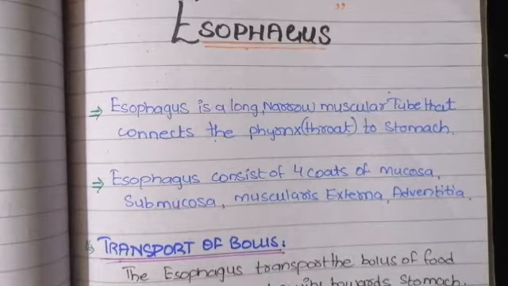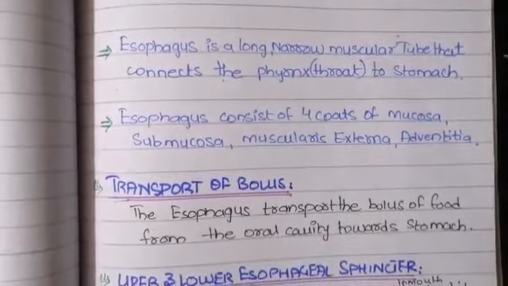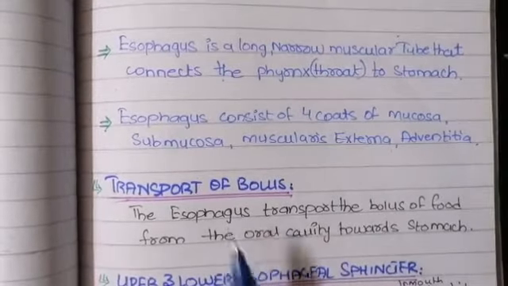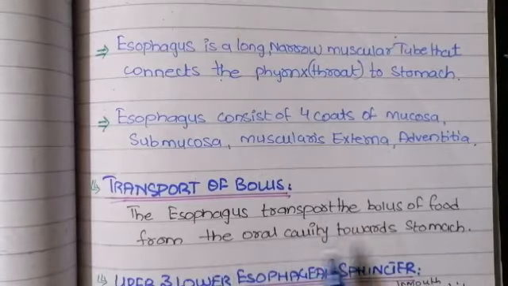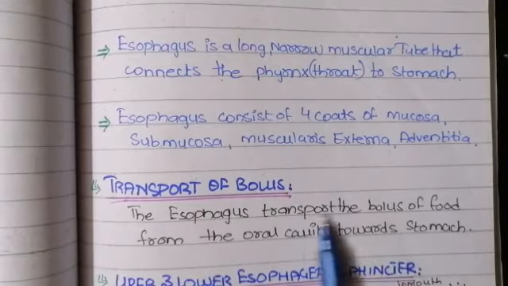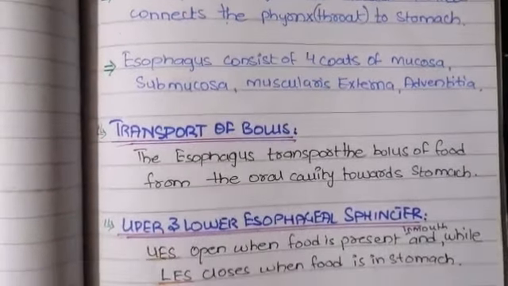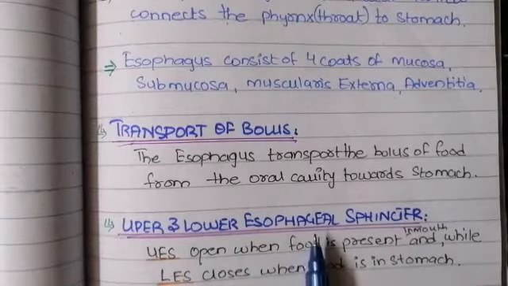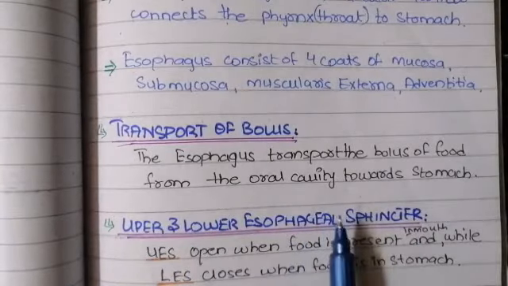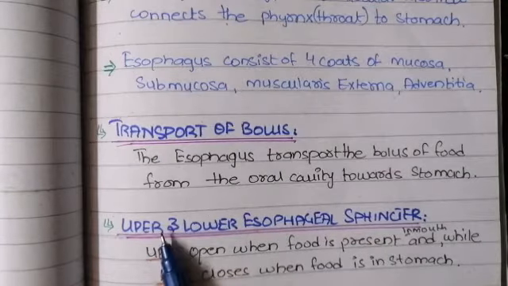Now coming to the physiological functions of the esophagus in digestion. The first important function is the transport of the bolus: the food bolus has to pass through the esophagus from the oral cavity towards the stomach. The other important role is that the esophagus has an upper and a lower esophageal sphincter, which is a thickening of the circular muscle at the upper and lower parts of the esophagus, where it connects with the oral cavity and where it connects with the stomach.